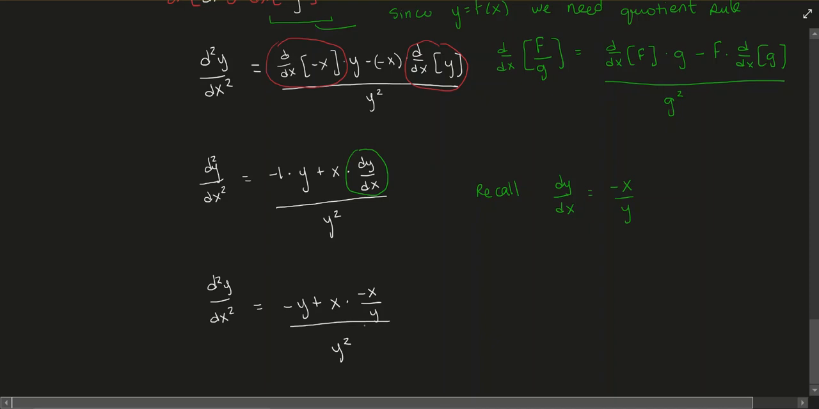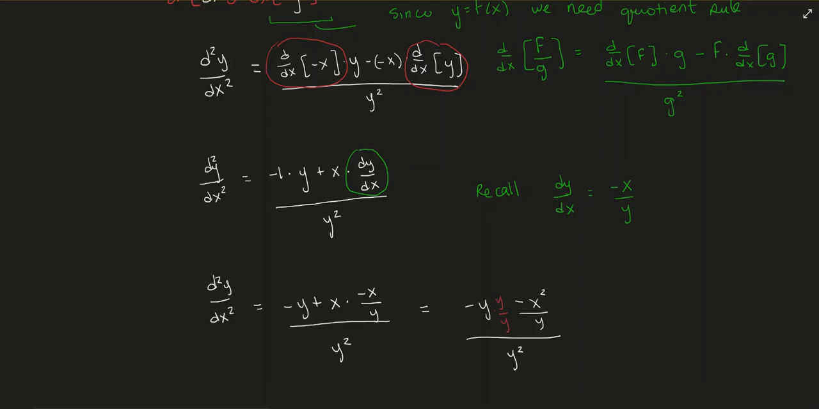And then we'd like to clean this up the best we can. So in the numerator, I have negative y plus x times negative x over y. We can multiply those two factors together to get negative x squared over y. But then all of that's over y squared, and we don't like fractions inside of fractions, so let's get a common denominator in our numerator, multiplying that first term by y over y, so that we can add the terms together in our numerator.